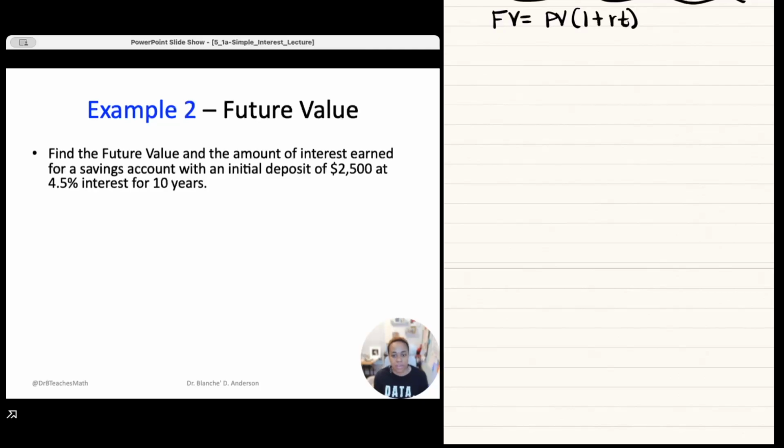Find the future value and the amount of interest earned for a savings account with an initial deposit of $2,500 at 4.5% interest for 10 years. So you want to find the future value and you want to find the amount of interest that was earned. So we're still talking about simple interest, okay? So let's get our pieces. That's 2,500, right?